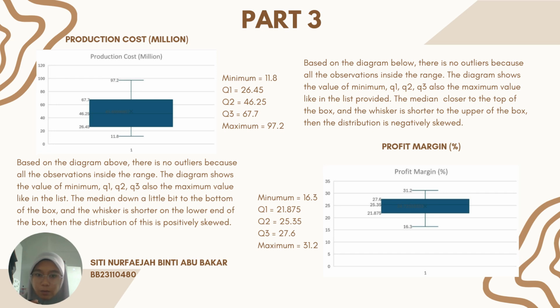The same goes for the profit margin diagram. The Q1 and Q3 values we get after calculating percentiles, and the minimum and maximum values are stated in the list provided beside the diagram. There are no outliers too because the observations given are inside the range, which is 13.29 and 36.19. The median is closer to the top of the box and the whisker is shorter on the upper side of the box. So this is negatively skewed.